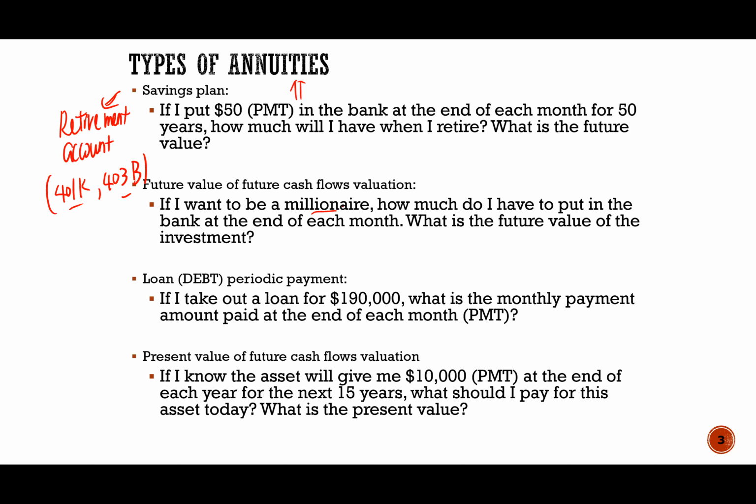Also, we have a loan. Typically, popular loans are mortgages or car loans, right? Or even a credit card is a loan, right? Think about it. If you have a credit card, you're borrowing money from the credit card company. So that's a loan to you, and you have to pay back on a monthly basis, right? So let's say you take out a loan for $190,000 and you want to figure out the monthly payment, the amount you pay back to a bank on a monthly basis.